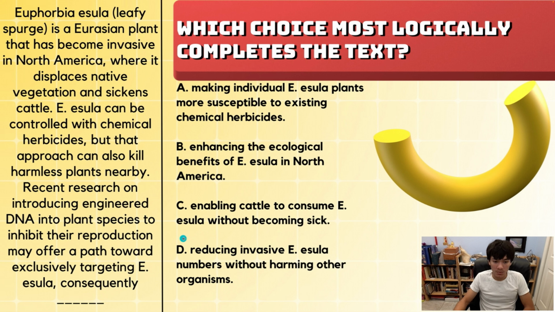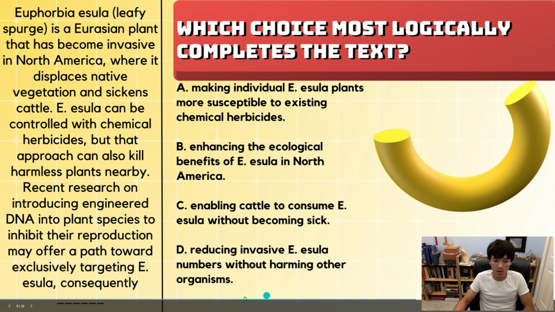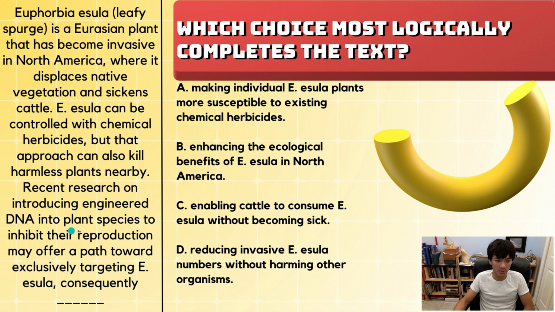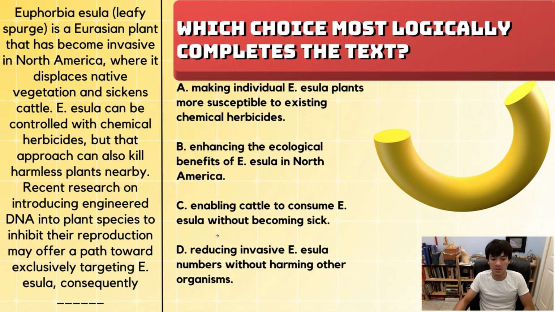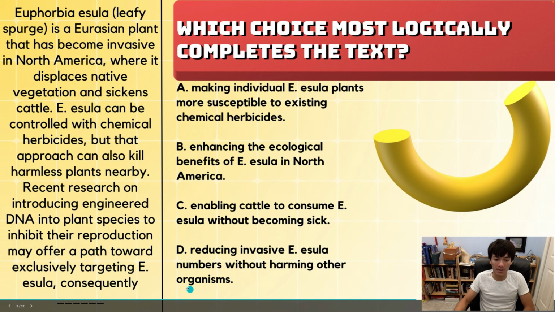D. Reducing invasive E. esula numbers without harming other organisms. So, of course, this one relates better because inhibiting reproduction with DNA would obviously reduce invasive E. esula numbers because we are inhibiting their reproduction, and this wouldn't harm other organisms because it's specifically targeting E. esula. So therefore, D would be the correct answer here. Let's move on to number 4.